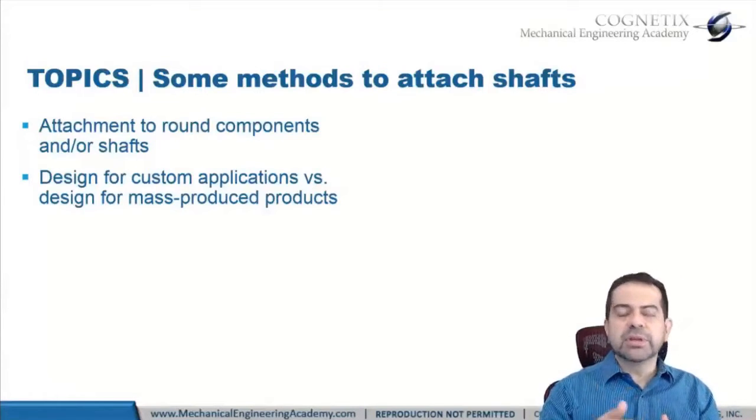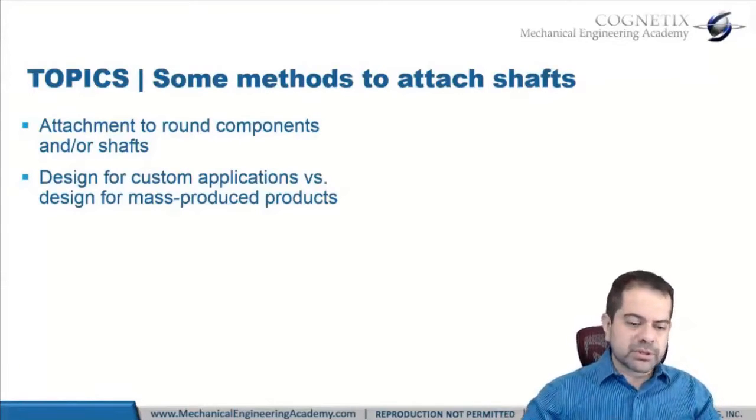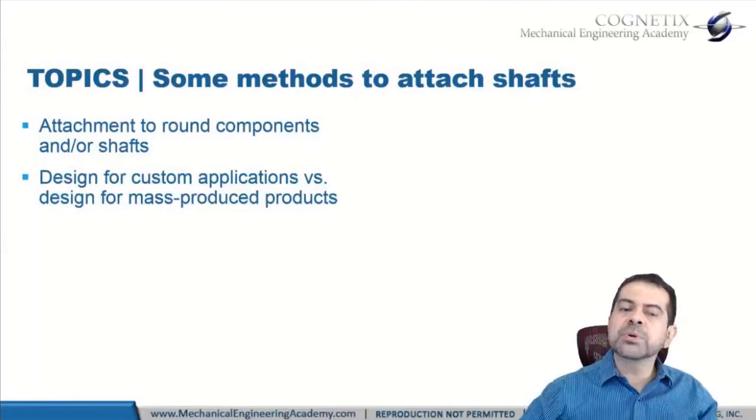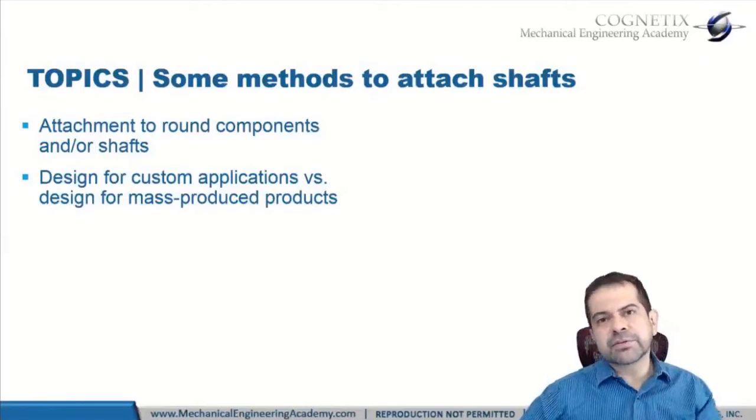Mass-produced component product is what you see every day, mass production products, right? So some of the principles apply to both, some do not, because for mass production, you want to be cost effective. And some of the custom approaches that are cost effective for custom applications are not cost effective for mass production.